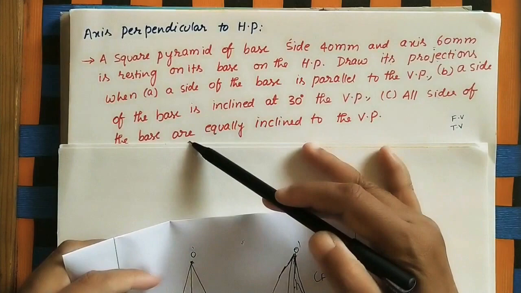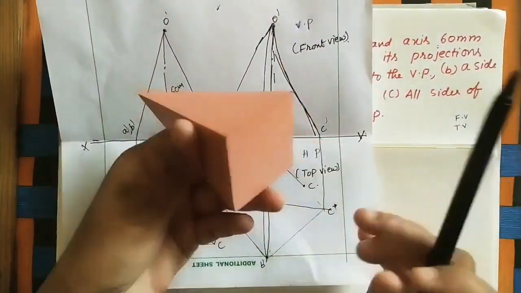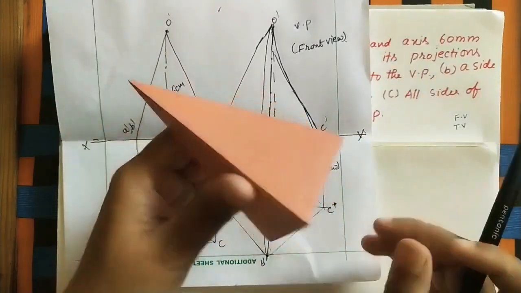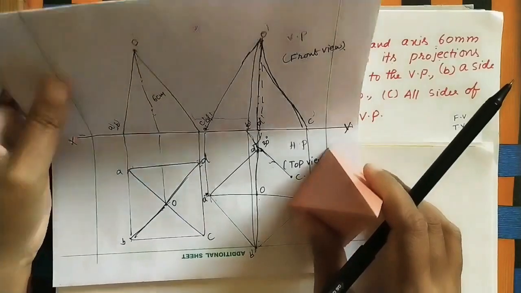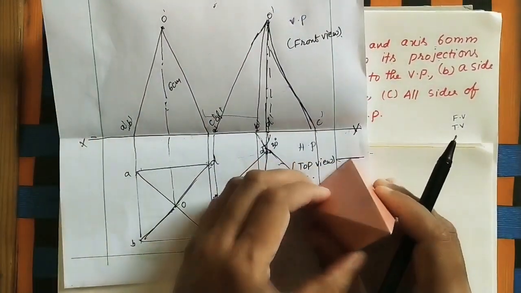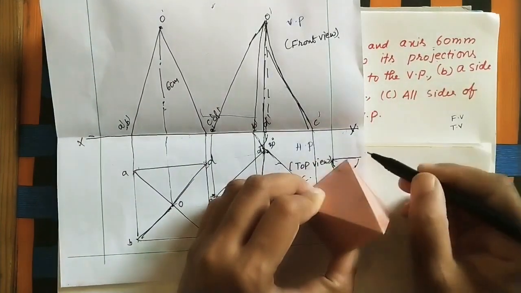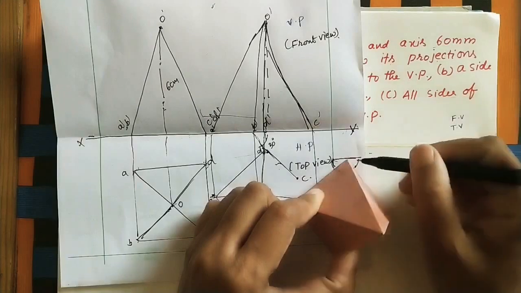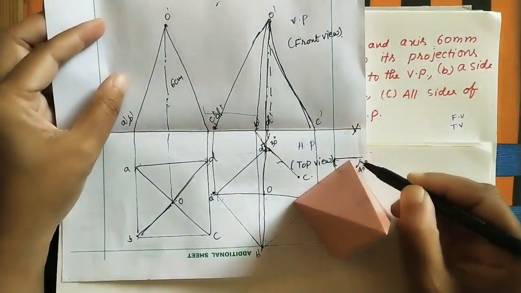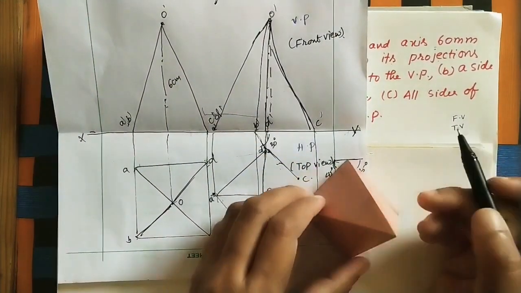All sides of the base are equally inclined to the VP. Okay, all sides of the base. So these sides are equally inclined to the vertical plane like this. If you draw the line here, this angle is equal to this angle. So these sides of the base are equally inclined to the vertical plane. At 45 degrees, we can say both sides are at 45, so this square base is inclined equally with the VP.